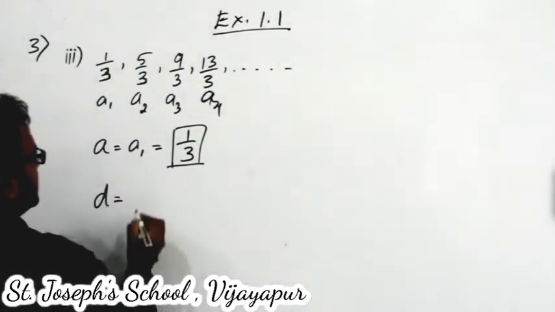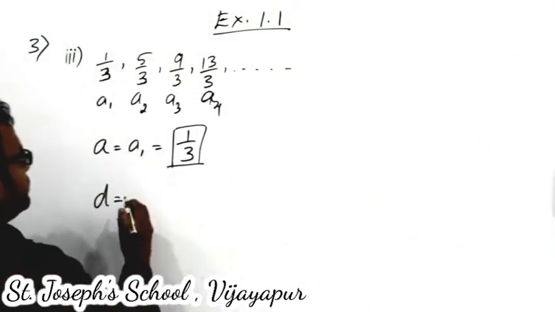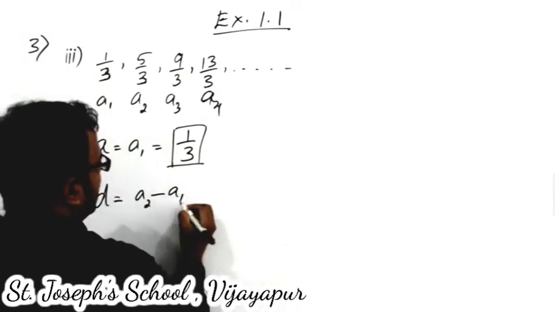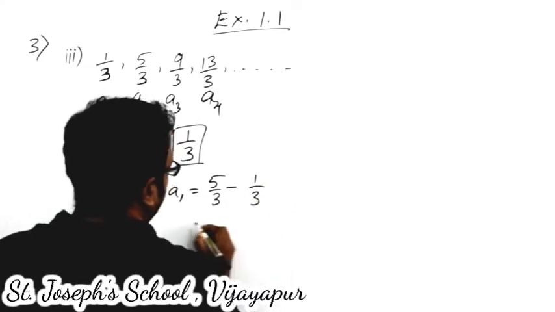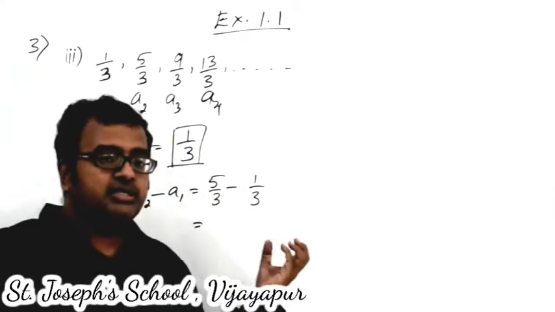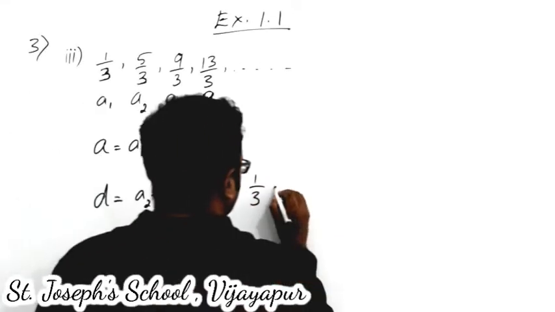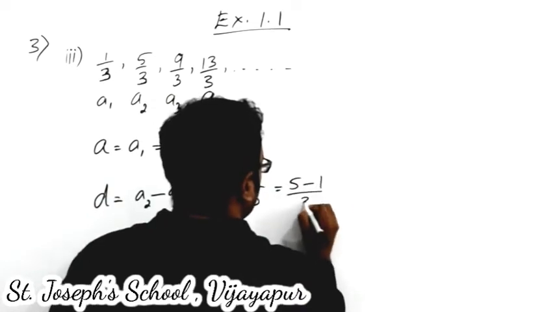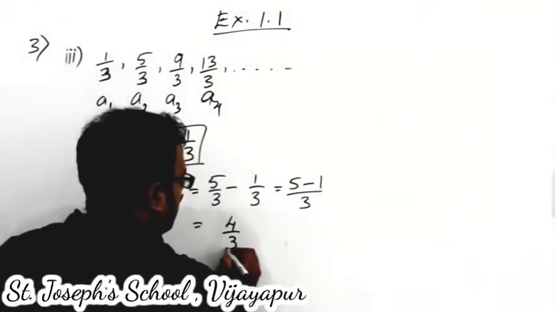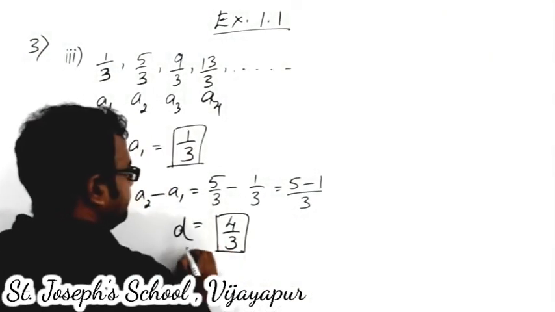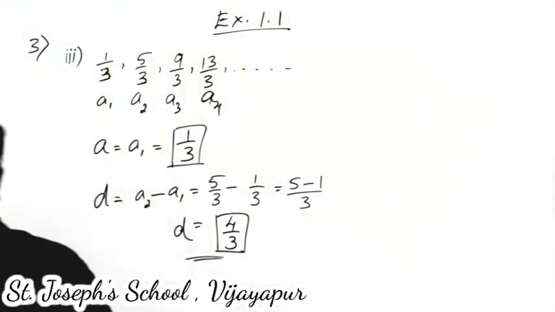How do you find D? As I told you, the difference between any two consecutive terms. Here we will go for A2 minus A1, that is 5 upon 3 minus 1 upon 3. Since the denominators are the same in both places, you could subtract directly, or I just add one step: 5 minus 1 upon the common denominator 3. So now the answer is 4 by 3. That is our D. So we got A as 1 by 3 and D is equal to 4 by 3.